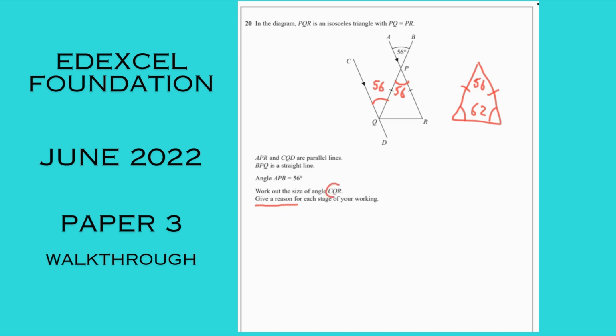Now let's have a read of the question. Work out CQR. C to Q to R. That includes the 56. That includes the 62. And that is the 118 as required.